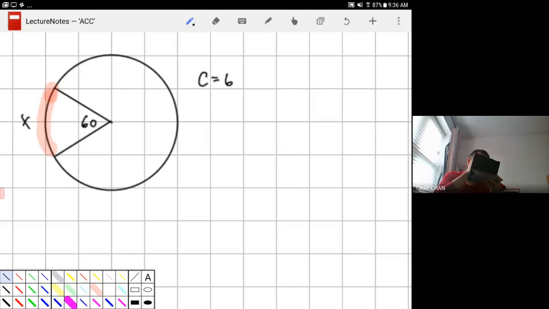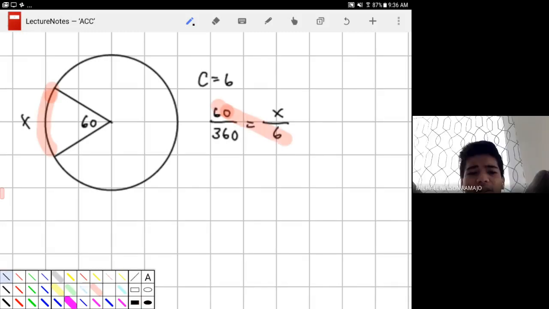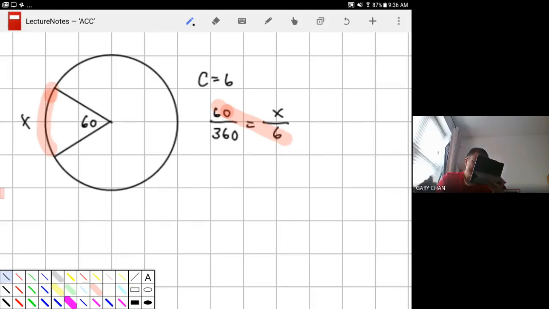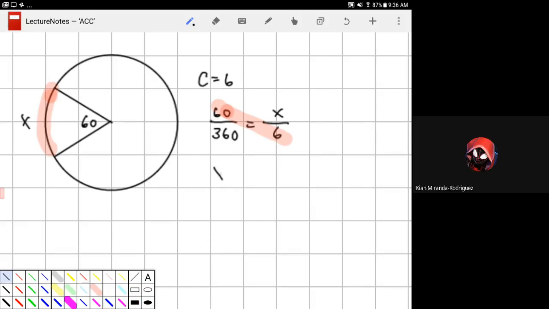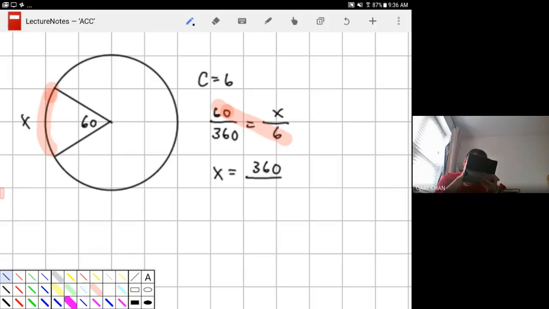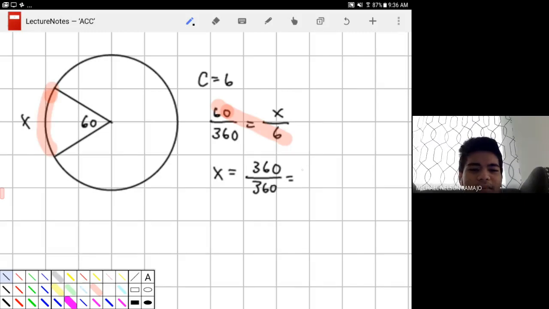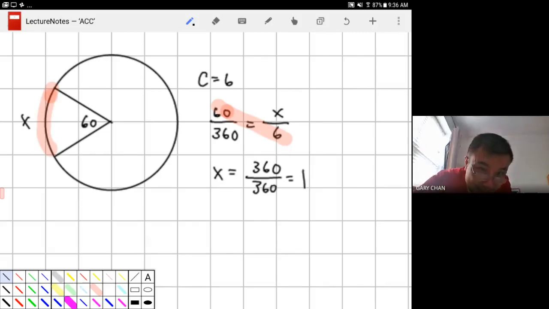But again, if you didn't know this, it's 60 over 360 is equal to x over 6. That's how you would set it up. Multiply both sides by 6. What's 6 times 60? 360. Yeah, that's all it is. It's 360 over 360. And last I checked, Mike, what is that? 1. It's just 1. That's it. So this guy here is 1. So we're going to put that up there. Done.